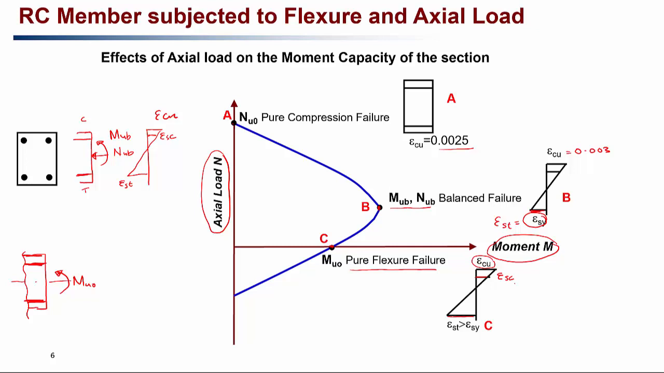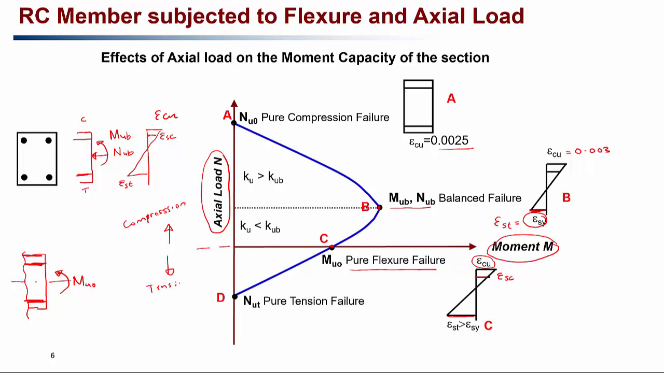Now the final point that we need to draw this MN interaction diagram is point D, where it is a pure tension failure. That means this is compression, and below this one is tension. The column is now subjected to tensile force. As you can see here, for example, the same column that we are looking at, and these are the reinforcement at top and bottom. Now this column is subjected to pure axial tension only. That means the force is acting like this, so there is a tensile force acting here.